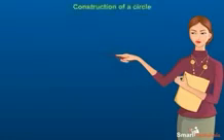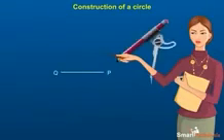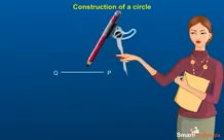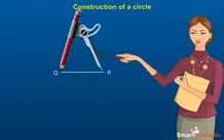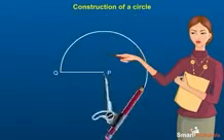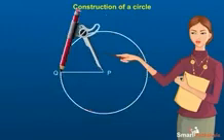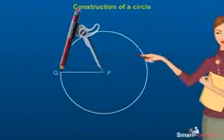Let us draw a circle whose radius is given. Step 1. Draw a line segment of the given radius. Name it PQ. Step 2. Place the pointer of the compasses at P and open it for the required radius PQ. Step 3. Now turn the compasses slowly to get the required circle. We get a circle with center P and radius PQ.